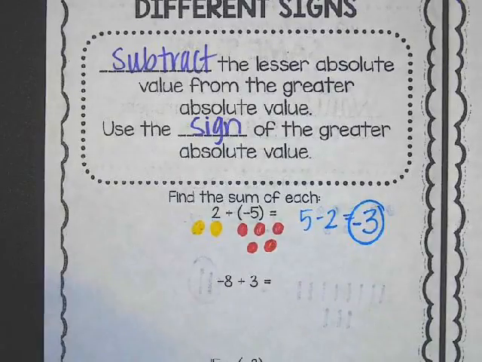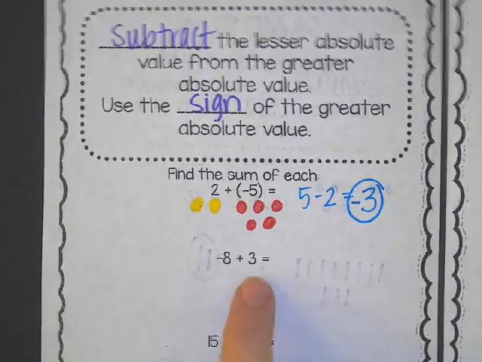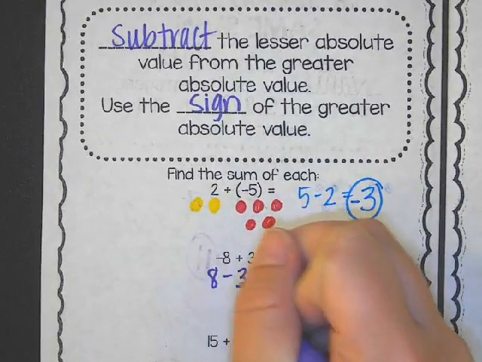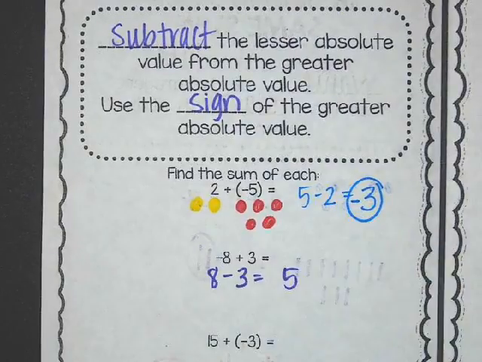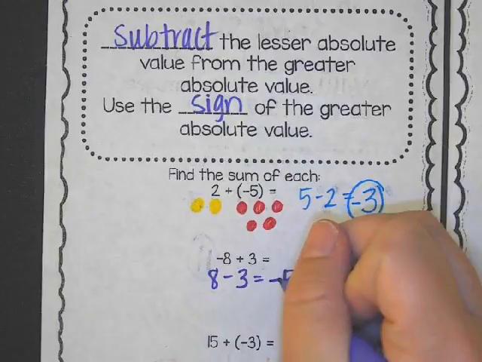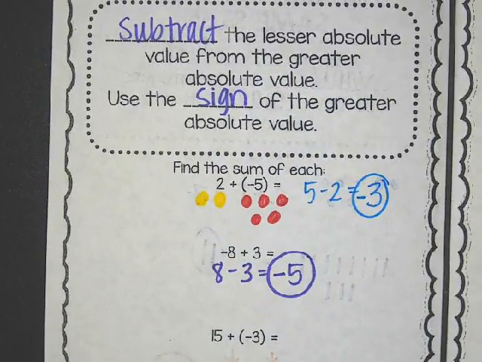Let's try another example. I'm looking at the question, -8 plus 3. Seeing -8 and 3, I know that -8 has a greater absolute value. I need to subtract 3 from 8. 8 minus 3 gives me 5. Looking at my sign, I have more negatives, so my answer is also going to be negative. If it's helpful, go ahead and feel free to model it out.